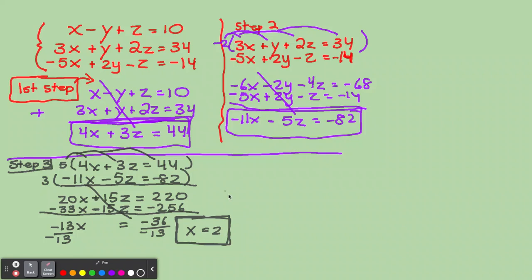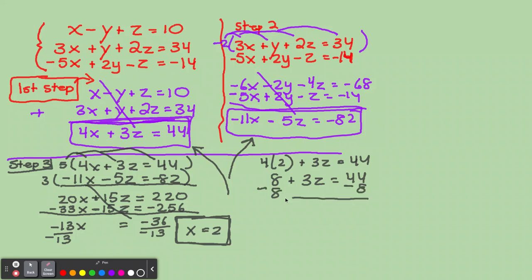So now we can go back to one of these boxes. Go to that one, or go to that one, and plug in the 2 for x. Let's use that one. Why not? 4 times 2, because that's what x is, plus 3z equals 44. 8 plus 3z equals 44. So we just minus the 8 on both sides. Now we're going to have 3z equals 36. And divide out the 3 on both sides. Now we have what z is. Z is 12.